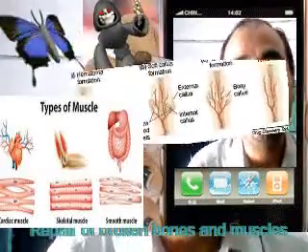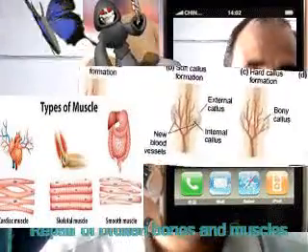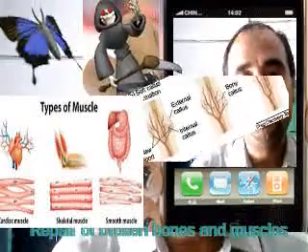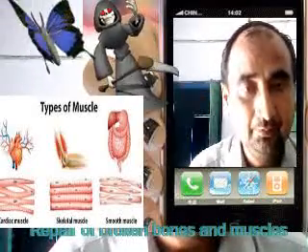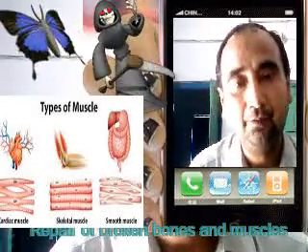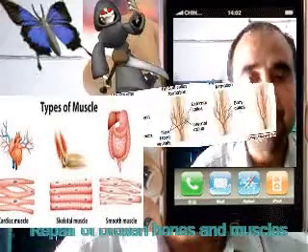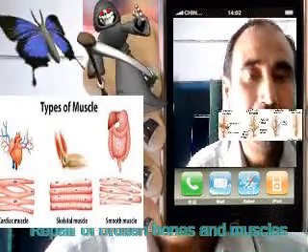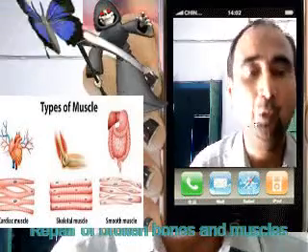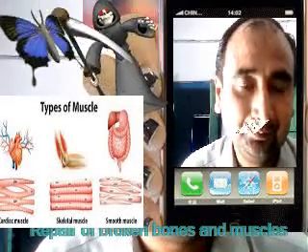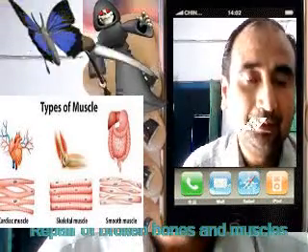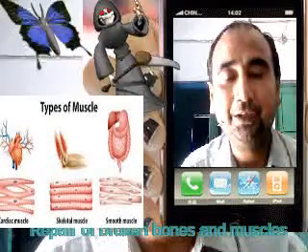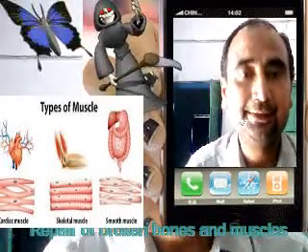These are found in the visceral organs such as the digestive system. These are not in our control. The keywords for these muscles are involuntary, smooth, and visceral.